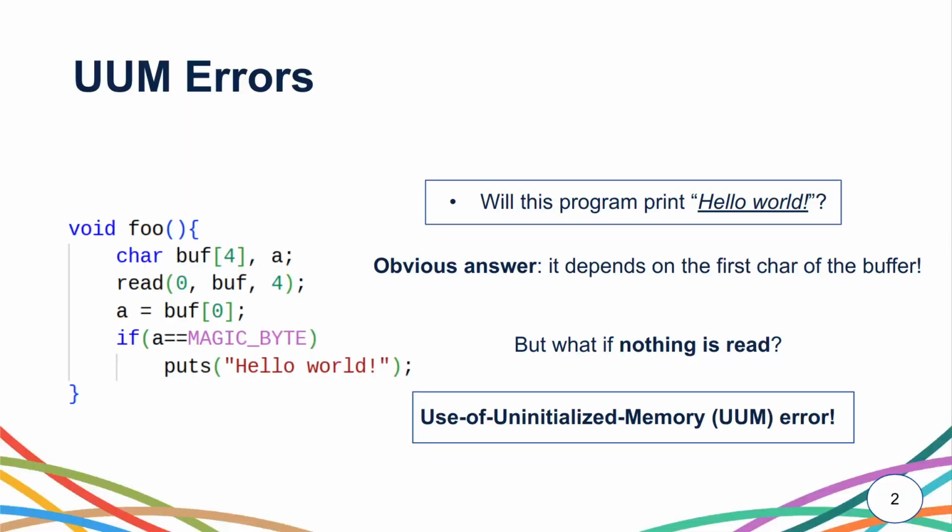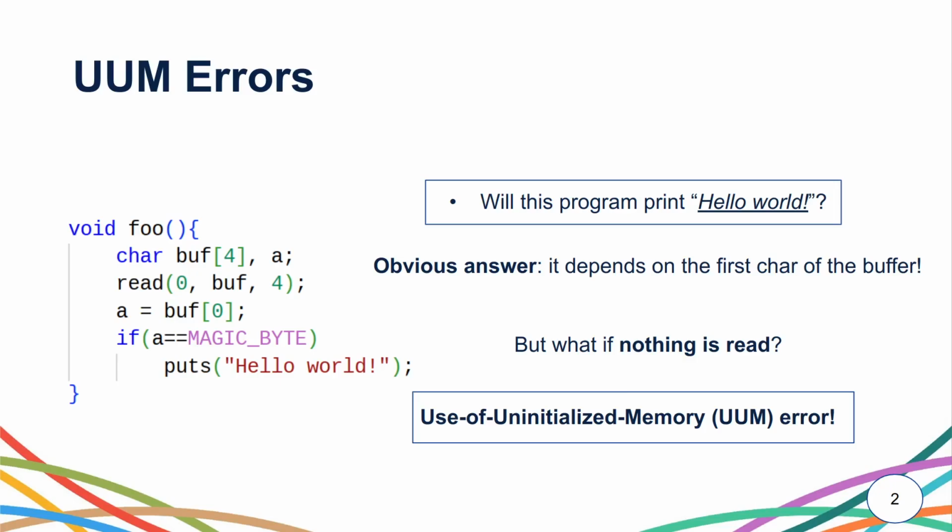Now first of all, what are use-of-uninitialized memory or UUM errors? Well, let's take a look at this code that attempts to read 4 bytes from standard input and compare the first one with some magic value. If they match, it prints hello world.